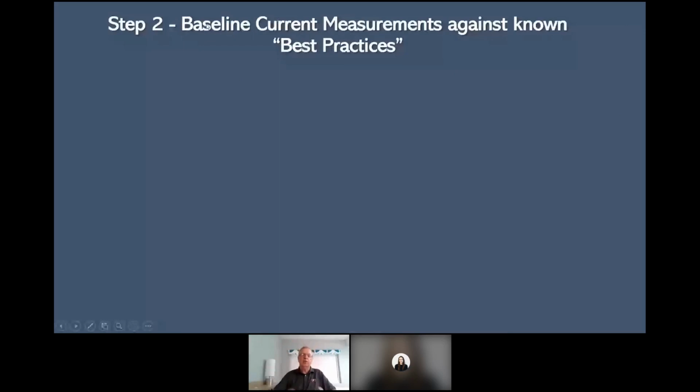All right, so step two, and we do a baseline. We baseline current measurements against known best practices. So here's one of them. PM execution should be 15%. So actually executed at PM should be 15% of labor hours. The results that come from PM, the things that we got to plan, the results that come from it is 15% of labor hours. Okay.